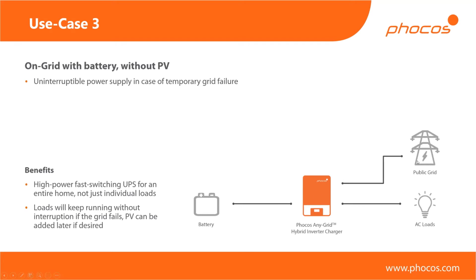So in this scenario, of course, the public grid is your only power source. So when the grid is available, then you simply use that power to charge your battery. And as soon as the grid fails, then you're powering your loads off your battery.